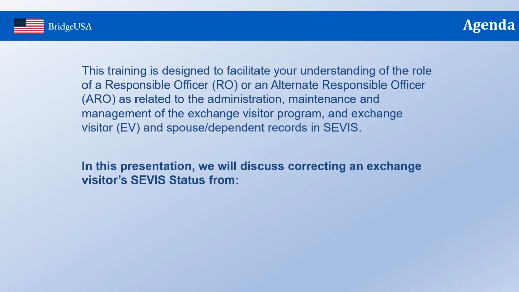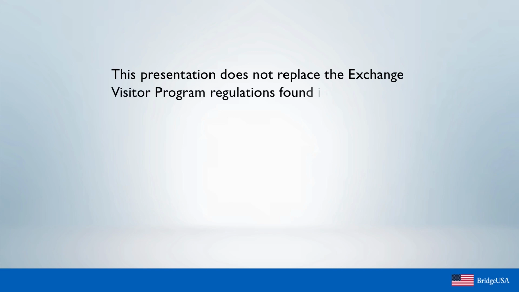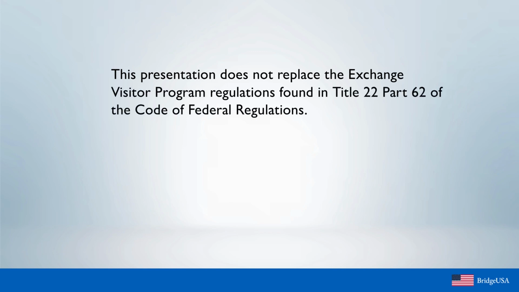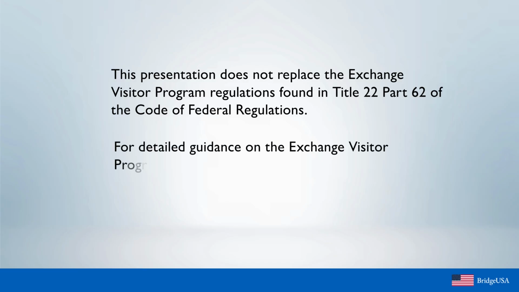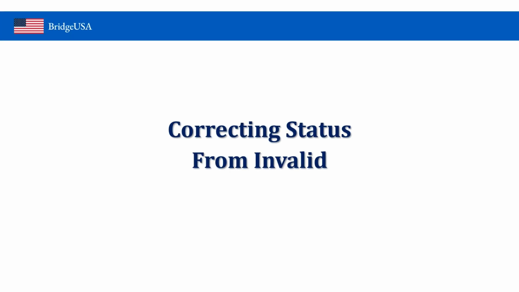In this presentation, we will discuss correcting an exchange visitor's SEVIS status from invalid, no-show, active, inactive, and terminated. This presentation does not replace the Exchange Visitor Program regulations found in Title 22, Part 62 of the Code of Federal Regulations. For detailed guidance on the Exchange Visitor Program, visit j1visa.state.gov. Let's first look at correcting status from invalid.